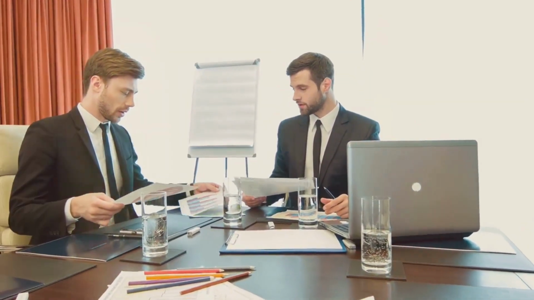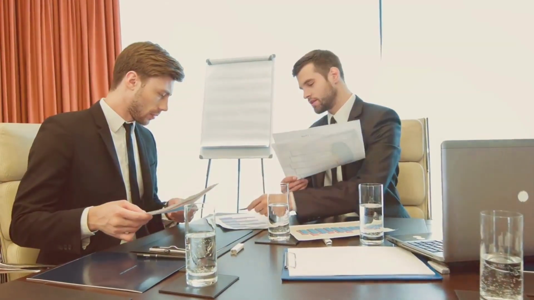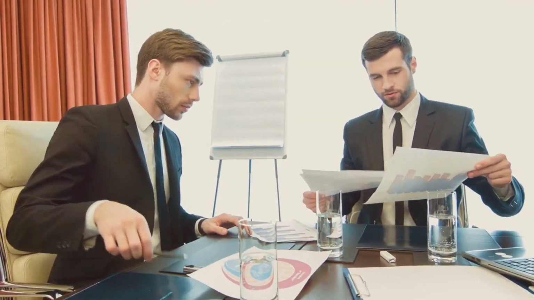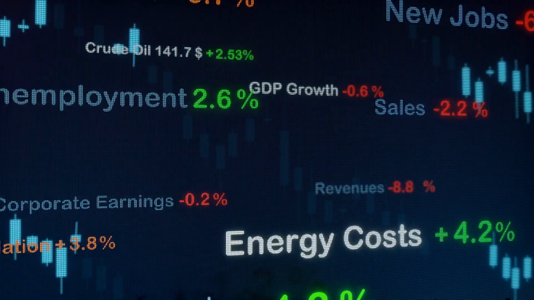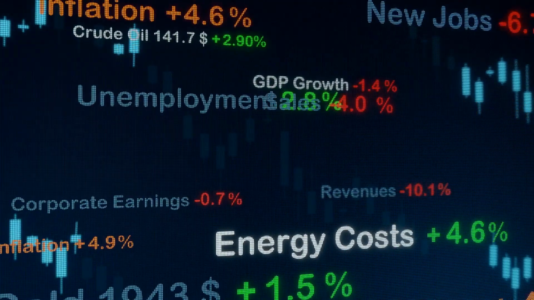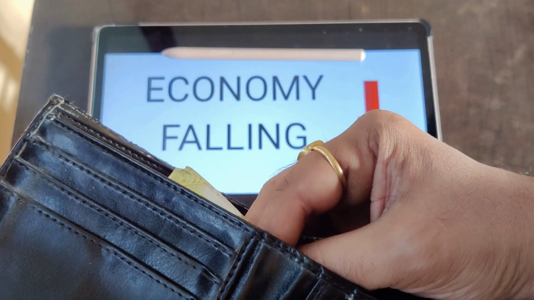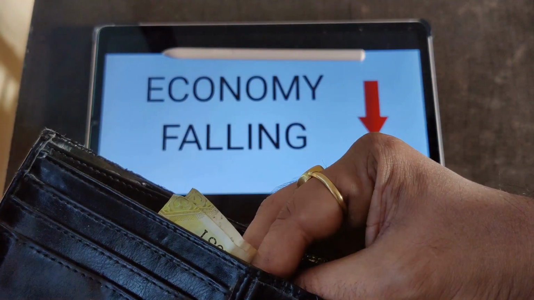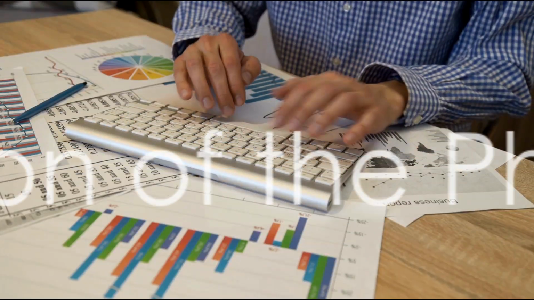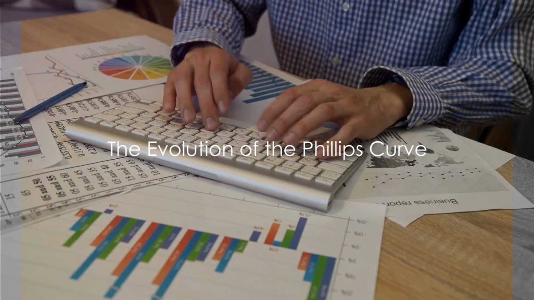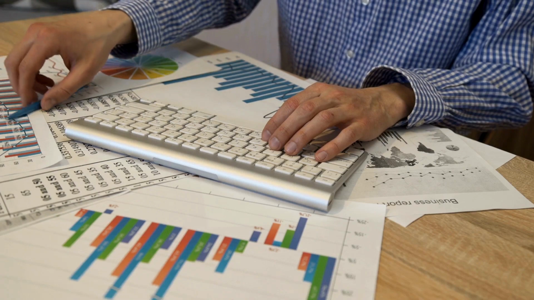The 70s brought about an economic phenomenon known as stagflation, a period of high inflation and high unemployment. This was a direct contradiction to the Phillips Curve, causing many to question its validity. Economists were left scratching their heads, wondering how they could have both high inflation and high unemployment at the same time. Enter the reinterpretation of the Phillips Curve in the late 70s and early 80s.